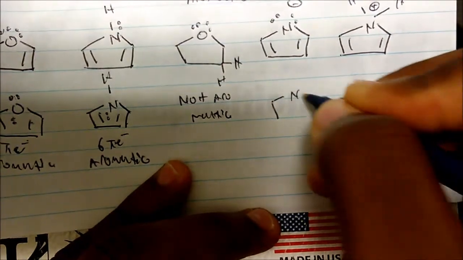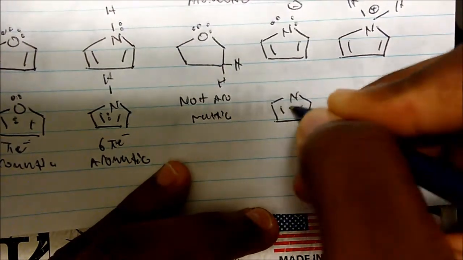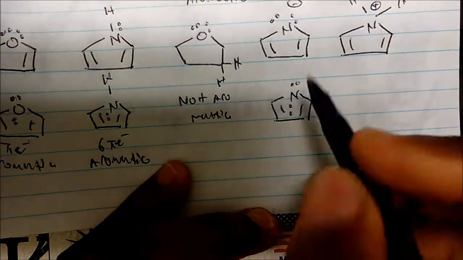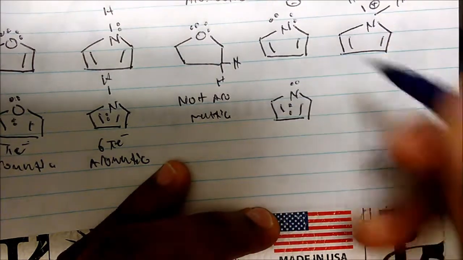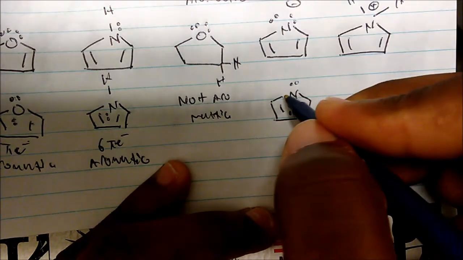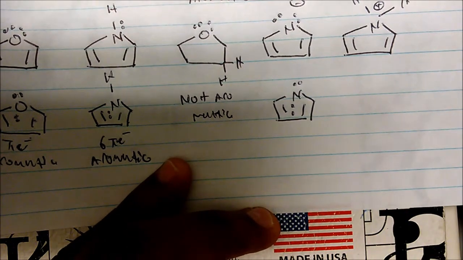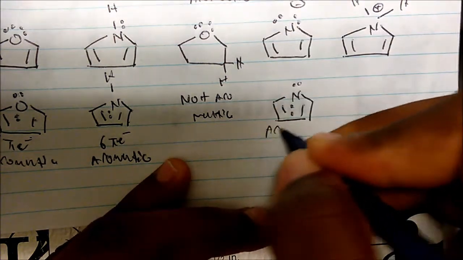So if I delocalize those electrons into the ring, now I have 6 pi electrons in the ring. My nitrogen is now sp2 hybridized, right? Because we have 1, 2, 3 electron groups around it. So it's aromatic. It's planar. It's conjugated.